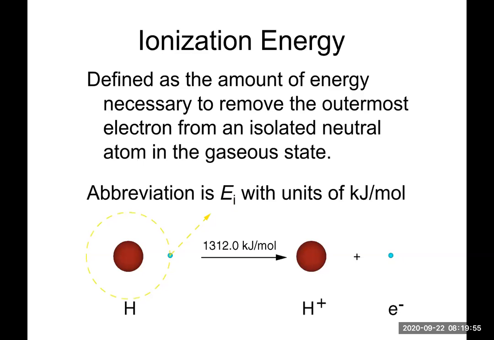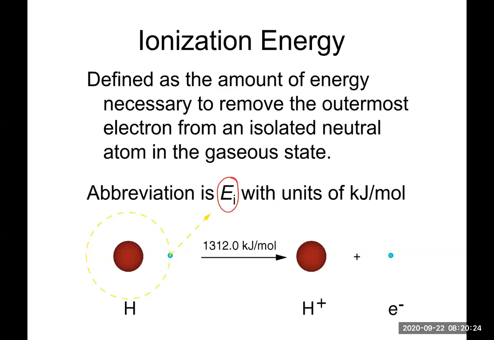Ionization energy is the next periodic trend we're going to evaluate. And ionization energy is defined as the amount of energy it takes to remove the outermost electron from an isolated neutral atom in the gaseous state. It's abbreviated often, not always, but often, with this uppercase E and the subscript I. You'll see ionization energy abbreviated a few other ways.